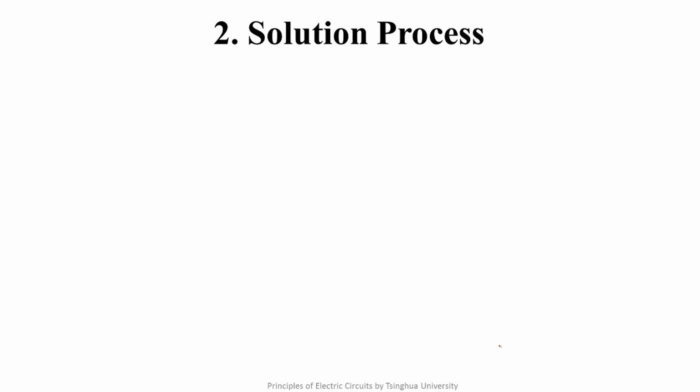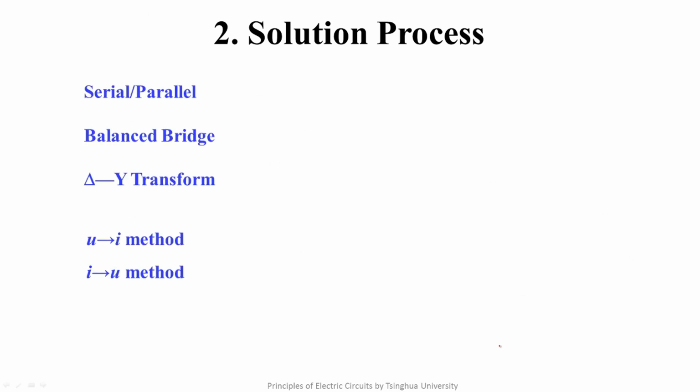Next, we make a general discussion. We have introduced four methods in previous lectures. The first is serial parallel connection of the resistors. The second is a balanced bridge. The third is the Y-delta transformation. And the fourth is the method I2U and U2I.